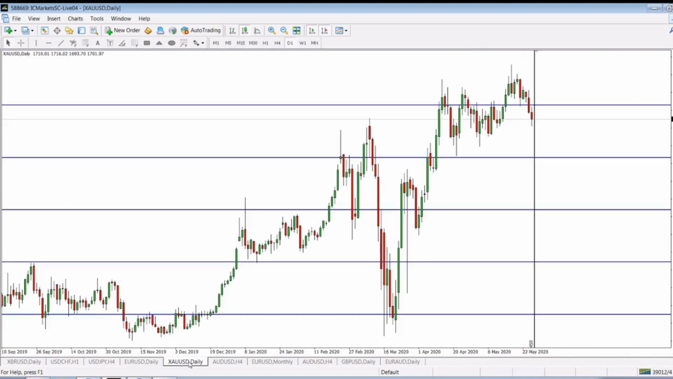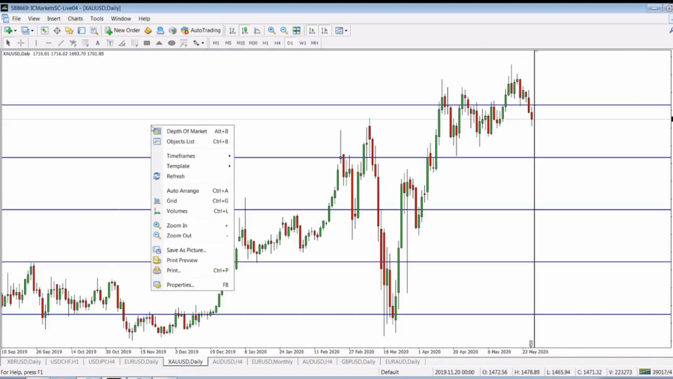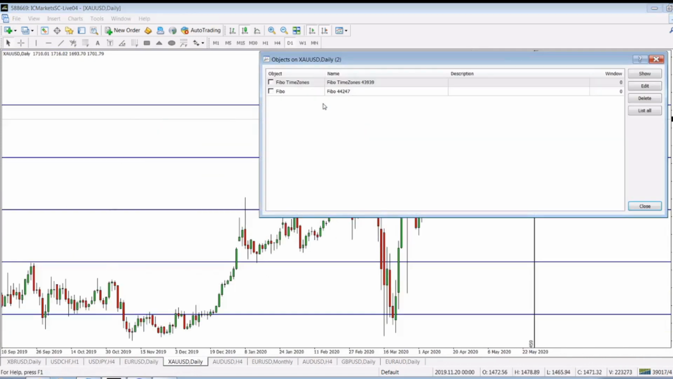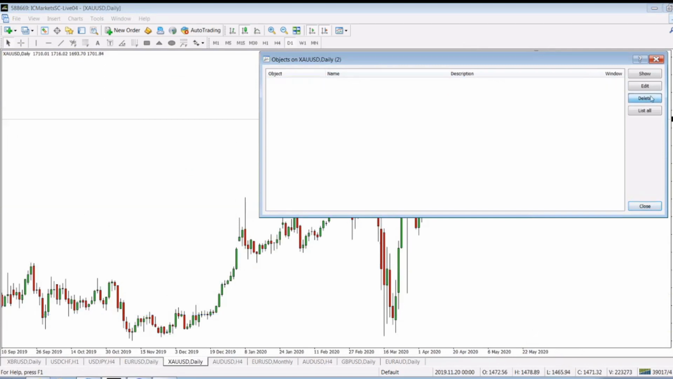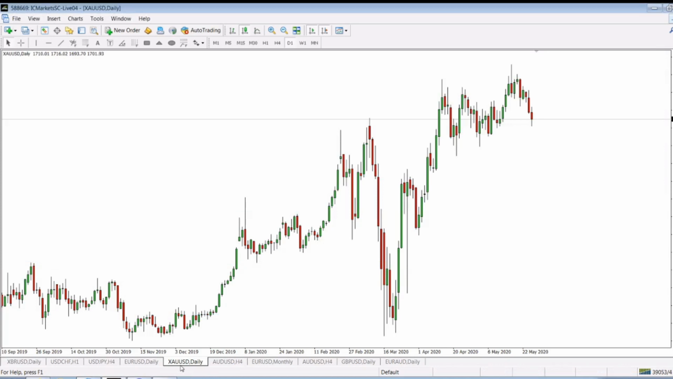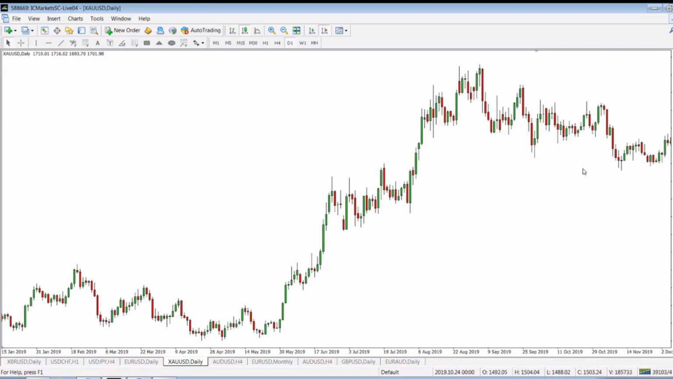Let's try another one. We are on gold. Let's get rid of this one. And let's have a butcher's once again. What's happening here? Is it gold? Yes, it is gold. Gold is coming back at the moment from this top, which was a high of 1765.3. So it's not an all-time high, but it's a recent high since 2008, 2009.